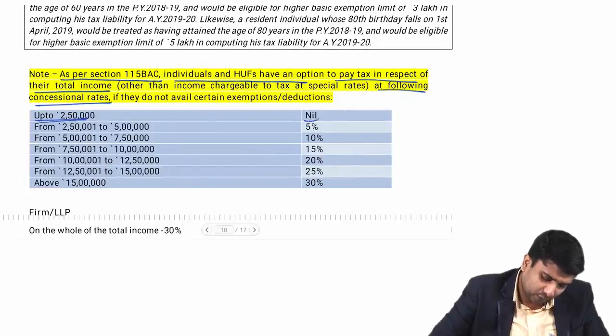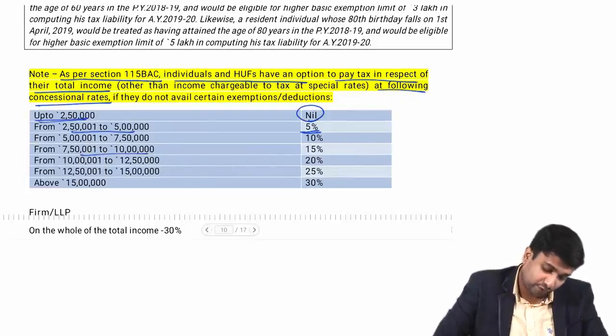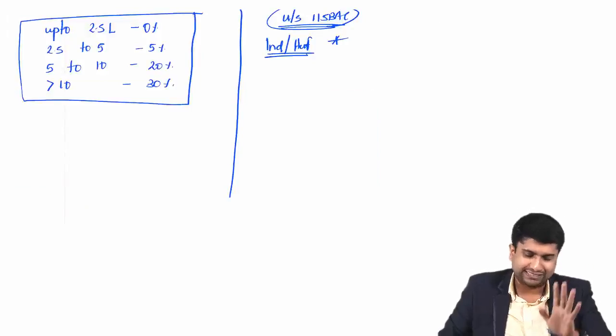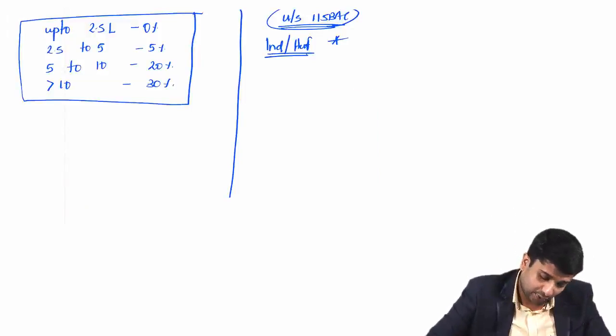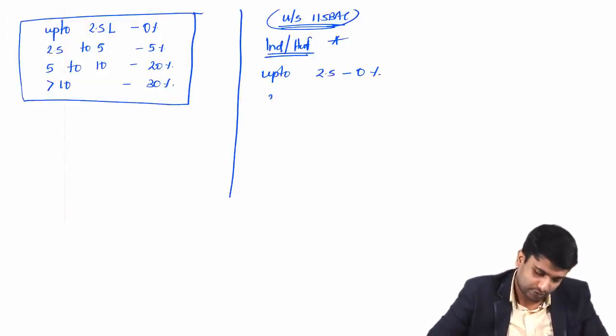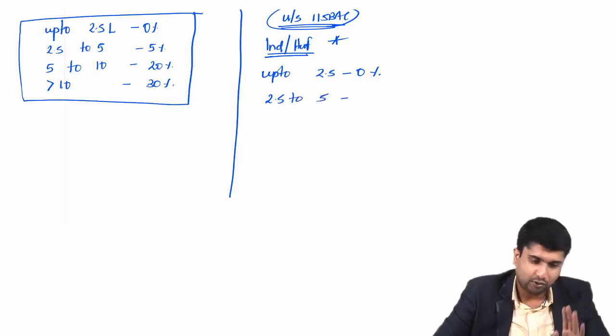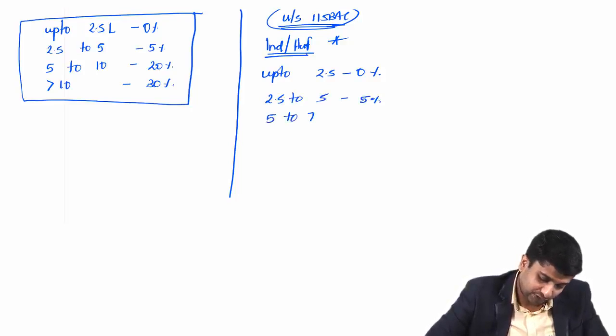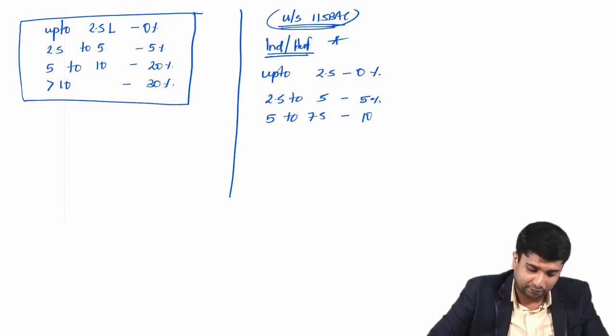Up to 2,50,000, your rate will be 0. 2.5 to 5 lakh, 5%, then 5 to 7.5, 10%, then 7.5 to 10, 15%, 10 to 12.5, 20%, 12.5 to 15, 25%, above 15, 30%. Oh my God, what is this? It simply says, it is again a slab rate. Say your income up to 2.5 lakh, your rate of tax will be 0%. 2.5 to 5, on that slab, again the normal rate of 5%. Then from 5 to 7.5, your rate is 10%.